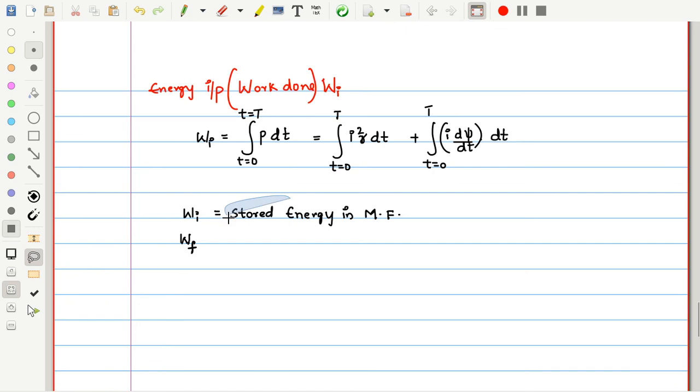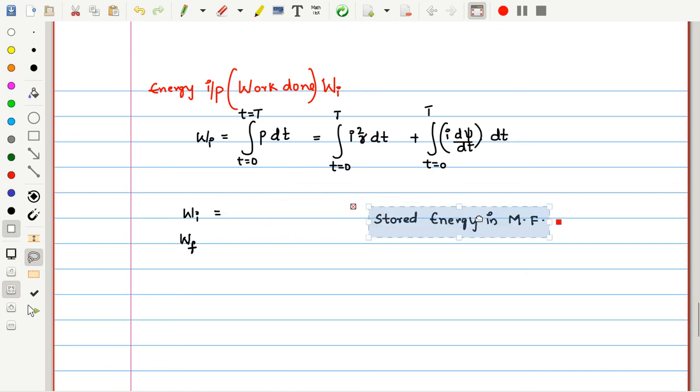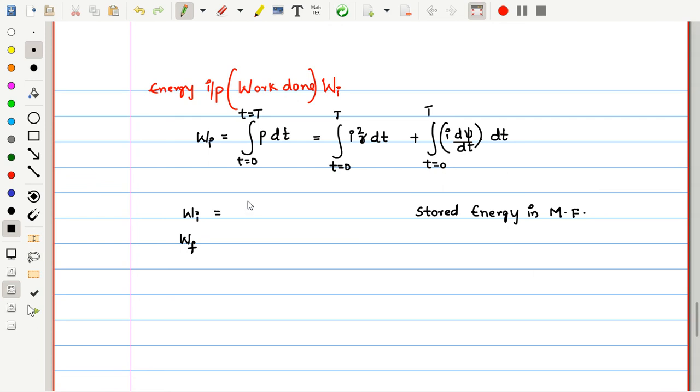I am trying to resolve this energy into two components. One is the energy lost in the resistance R, plus the stored energy in the magnetic field. What does this first term represent? Energy lost. What does the second term represent? Energy stored in the magnetic field.